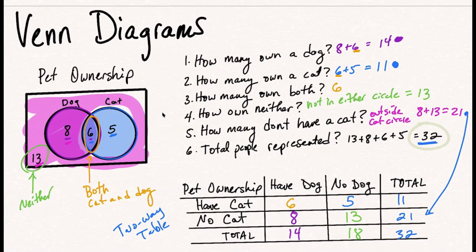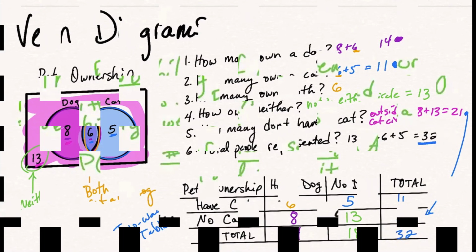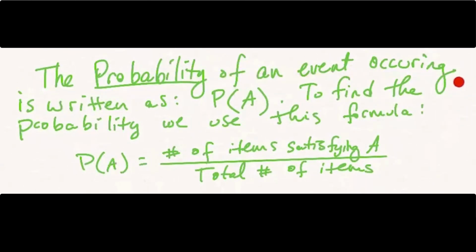Okay, let's do some examples of how we use this. A lot of the point for Venn diagrams and two-way tables is to figure out the probability. If we randomly chose one of these 32 people, what's the probability they satisfy a certain criteria? The probability of an event occurring is written in this shorthand P of A. So to find the probability, we use this formula here: the number of items satisfying the given criteria, which in this case, I'm just using A as a placeholder, divided by the total number of items.